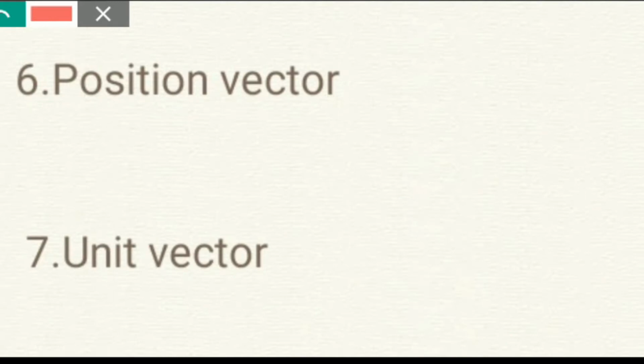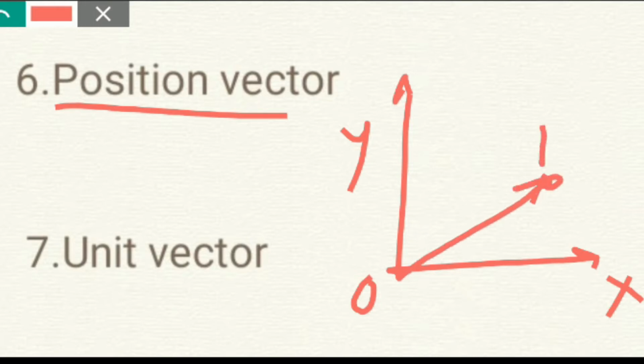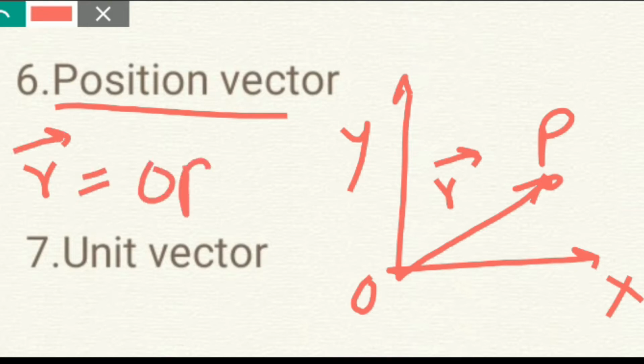Another type of vector is the position vector. This is a very important concept in physics. We can draw a graph of x versus y axis, and this is the origin. The position vector of any point is given by an arrow pointing from the origin to that point. Suppose this is a point P. The arrow from O to P is called the position vector, and it is denoted by r bar. We can also write this as r bar is equal to OP bar.